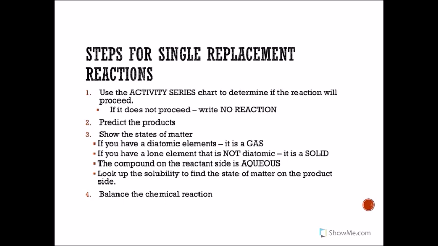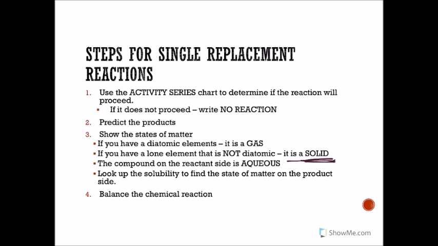So, steps for single replacement reactions. We need to use the activity series chart. So again, our steps: use the activity series chart to determine if the reaction will proceed. And if it doesn't proceed, write no reaction, and then you're done. If it does proceed, you need to predict the products, show the states of matter, and if you have diatomic elements, remember that it's a gas. If you have a lone element that's not diatomic, it's a solid, okay?